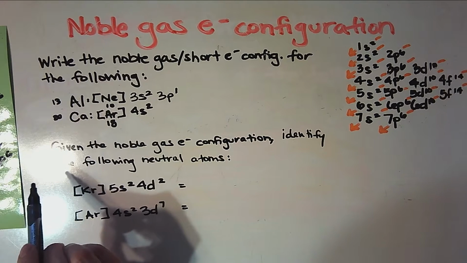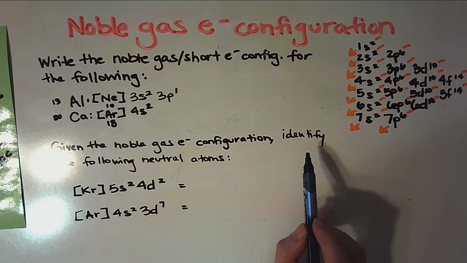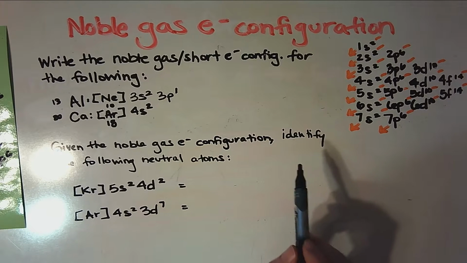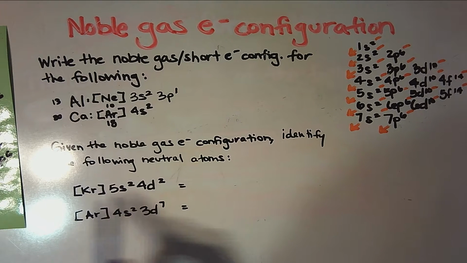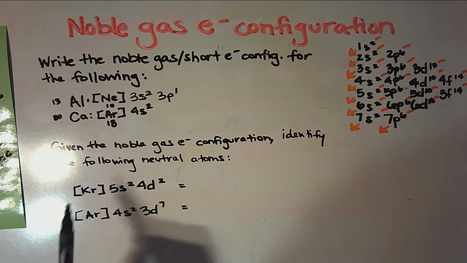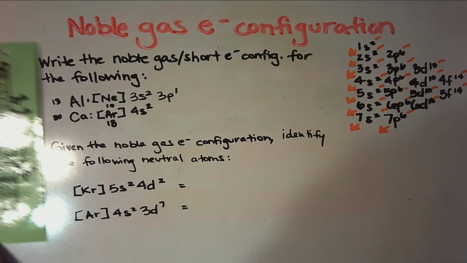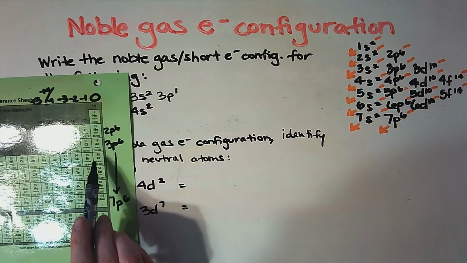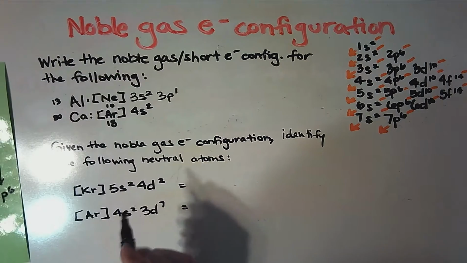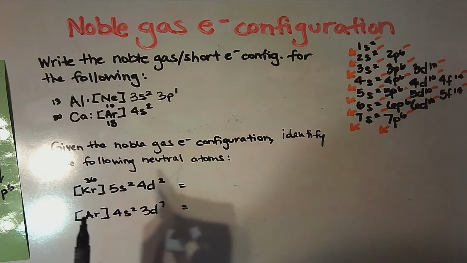All right, on the second problem, given the noble gas electron configuration, identify the following neutral atoms. On this type of problem, when you're given the noble gas configuration, your first step is to locate these noble gases in group 18 and determine their number of electrons. So krypton has 36 electrons, you may not be able to see that. I'll look at its atomic number, so I'm going to write 36 above just to help me.